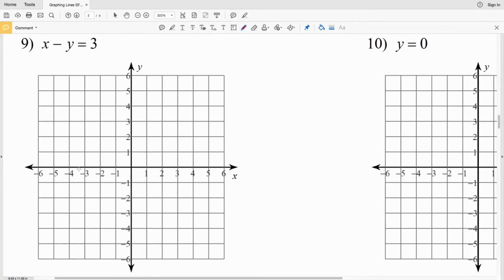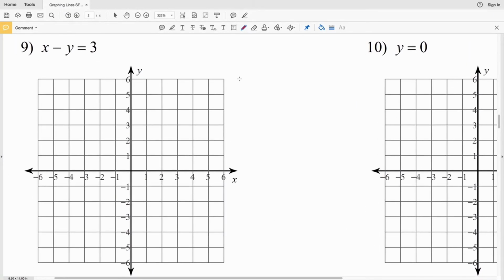Number 9, x minus y equals 3. Solve for the y-intercept and solve for the x-intercept. So when x is 0, we have negative y equal to 3. What we need to do is divide both sides by a negative 1, and that will give us that a positive y equals negative 3. So 0, comma, negative 3 is the coordinate for the y-intercept.